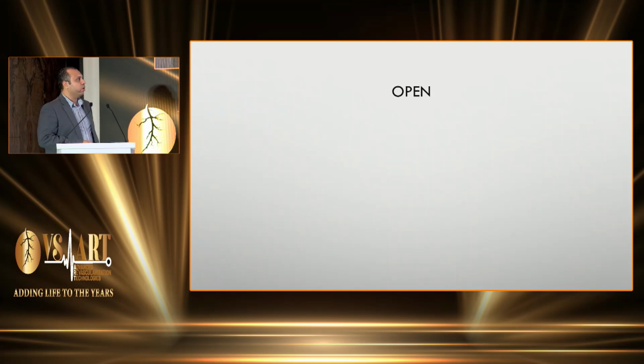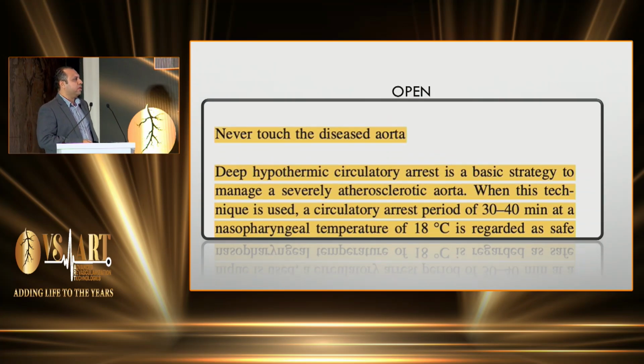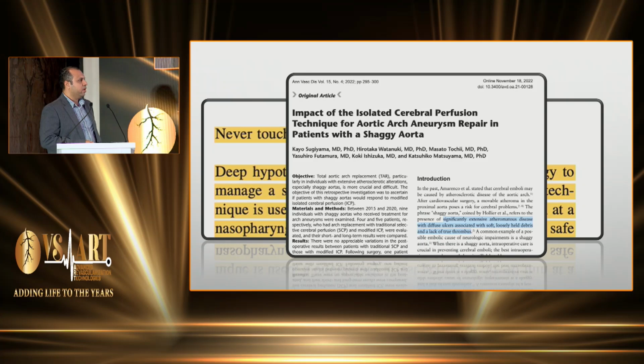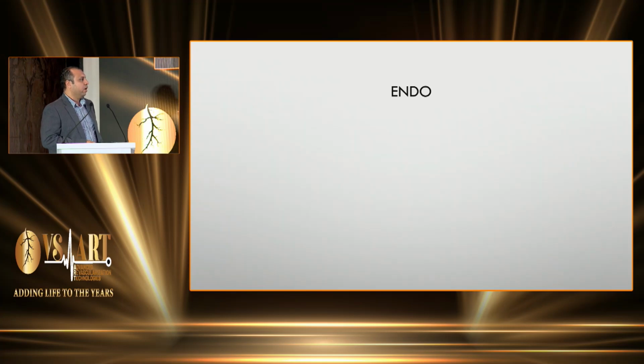So what can we do when we're doing open repair? Most of the reports in the literature talk about open repair in the thoracic aorta, and the standard is to have deep hypothermic circulatory arrest before touching any Shaggy or very diseased atheromatous aorta, to avoid embolization. Retrograde or antegrade cerebral perfusion is also mandatory to prevent atheroembolization to the brain when you're talking about replacement of the arch.